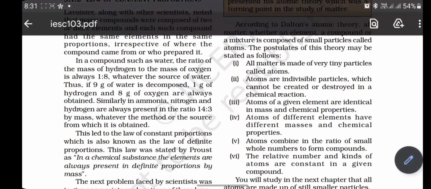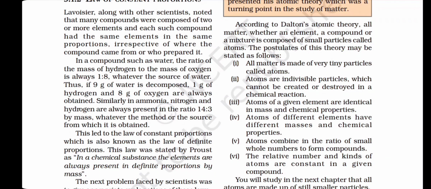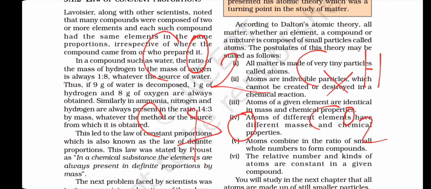The relative number and kinds of atoms are constant in a given compound. As already mentioned, take another example, carbon dioxide. It is always composed of carbon and oxygen. We can't take carbon along with hydrogen to form carbon dioxide. It is not possible. We always have to take carbon along with oxygen to form carbon dioxide.